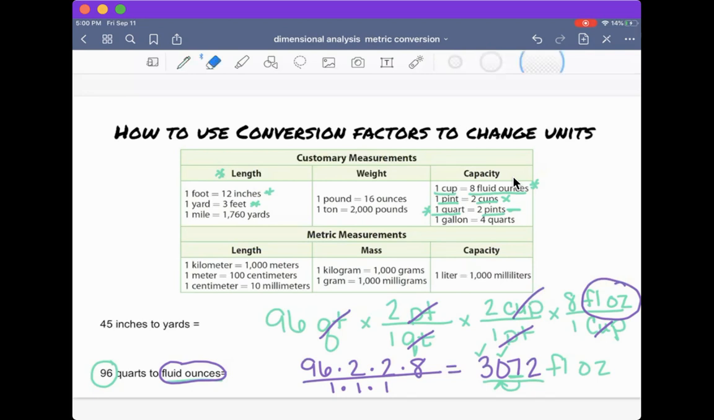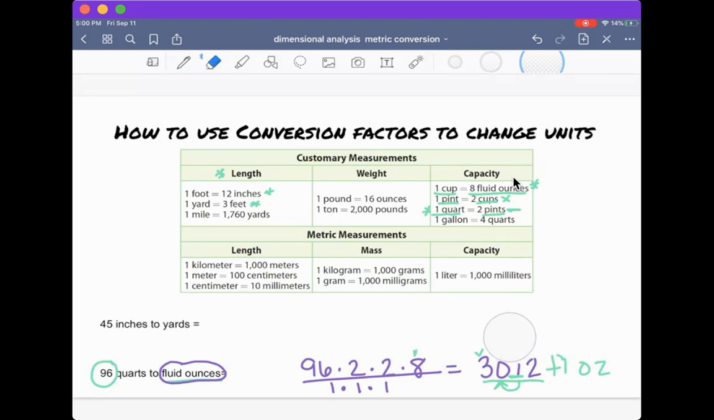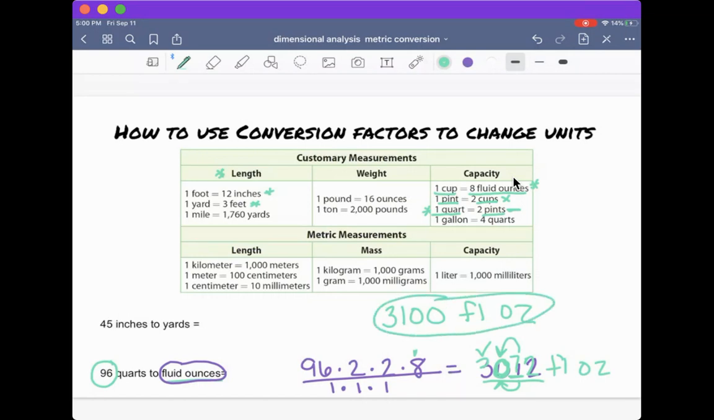What happens is my number now becomes 3,100 fluid ounces because we rounded. What we did is we rounded this number up to the correct number of sig figs. So we knew we were keeping the 3 and this number next to it. We just had to determine if it was going to stay 3,000 or go to 3,100. And because it's a 7, it's going to go to 3,100. So go ahead and do some of those practice problems and we'll come back together.